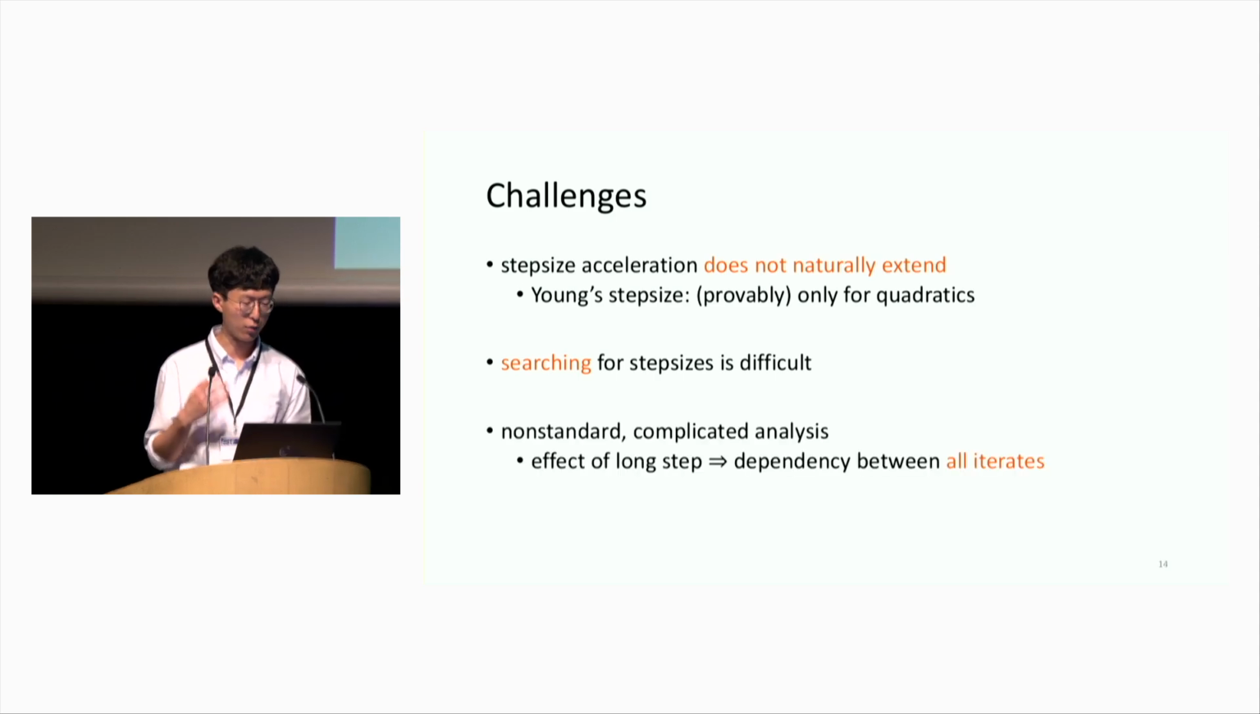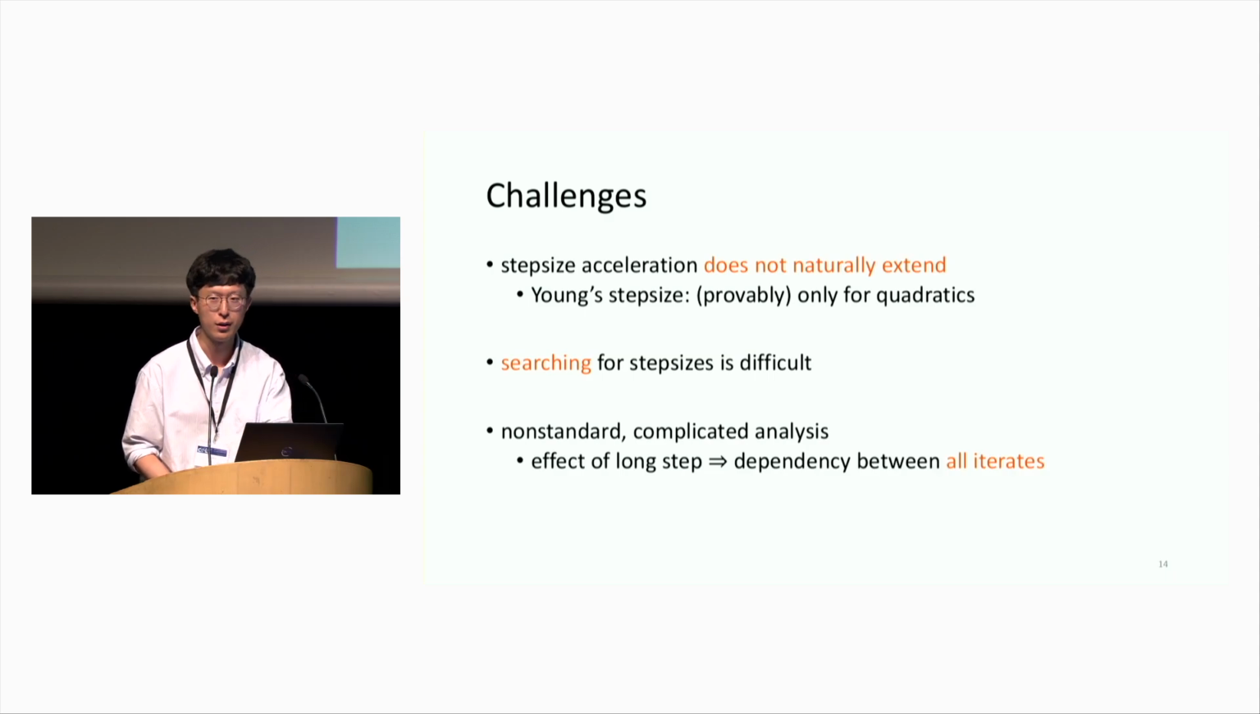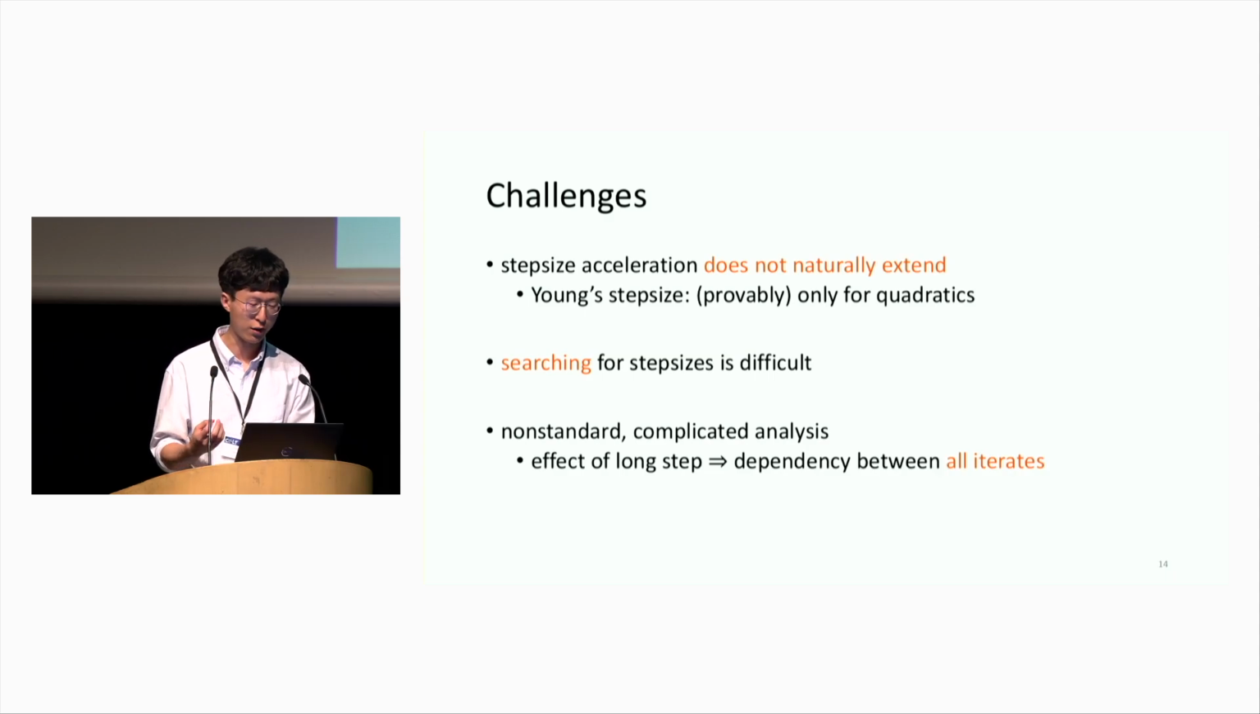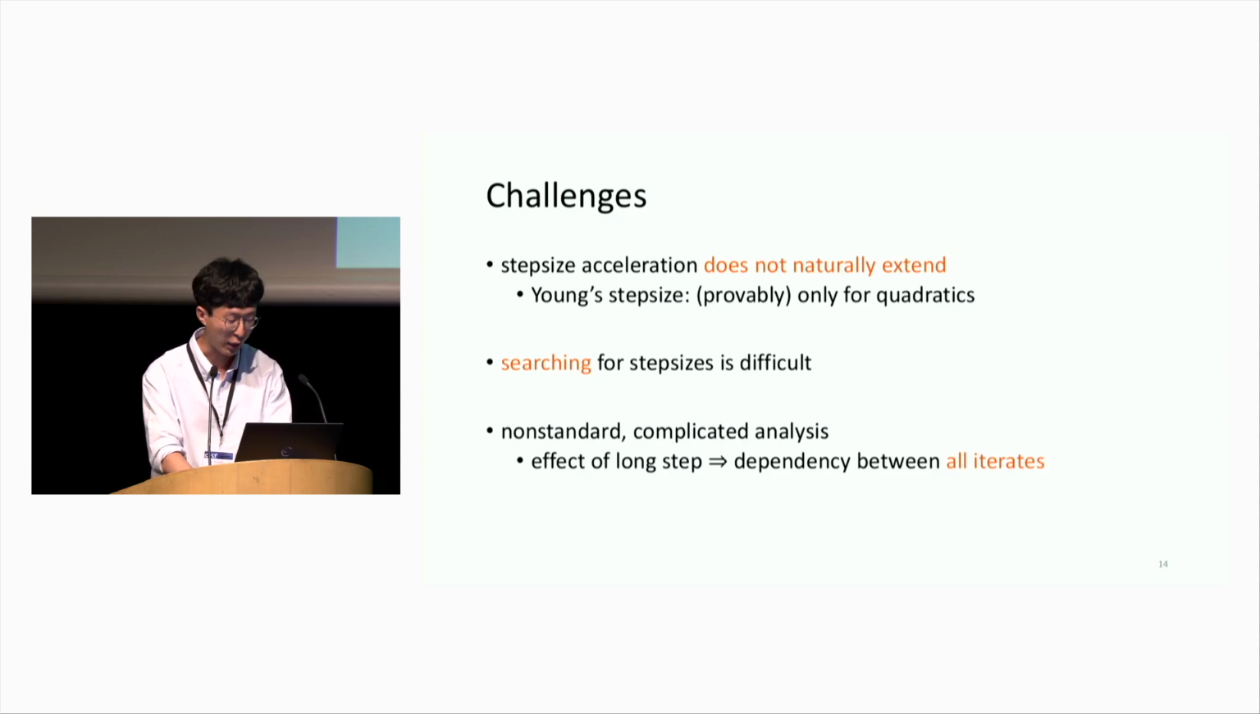And finally, I'll explain this part later, but the analysis is rather non-standard and complicated. In part, the key idea and challenge is that for acceleration, you need this very large long step. And this long step might by itself be pretty bad because it may overshoot on the objective. So what you need to show is that when combined with shorter steps, it is actually helpful. In other words, you need to very carefully keep track of how this large step affects all the other iterates, essentially.